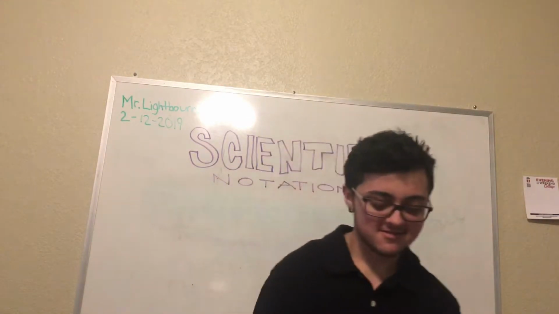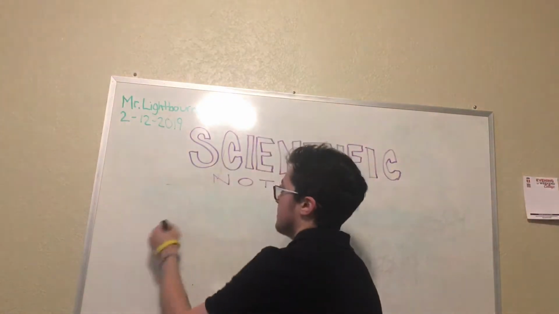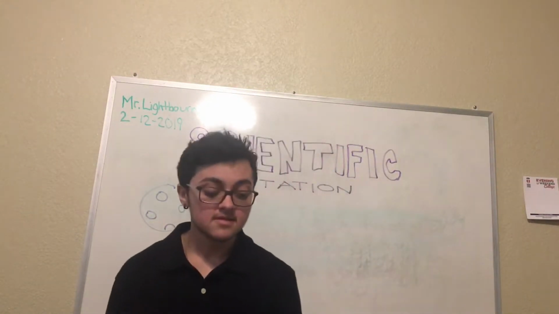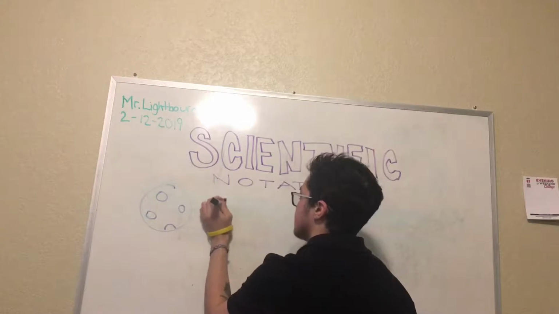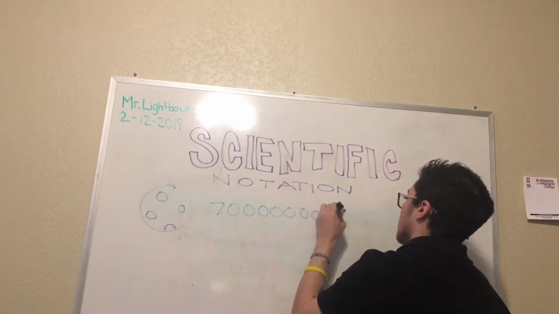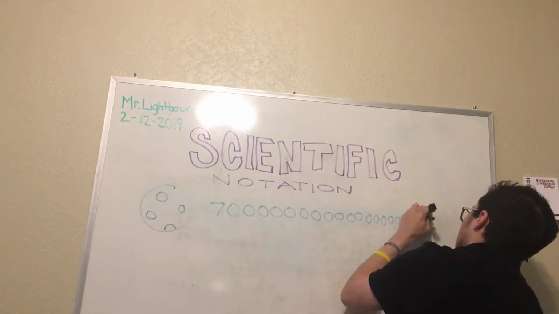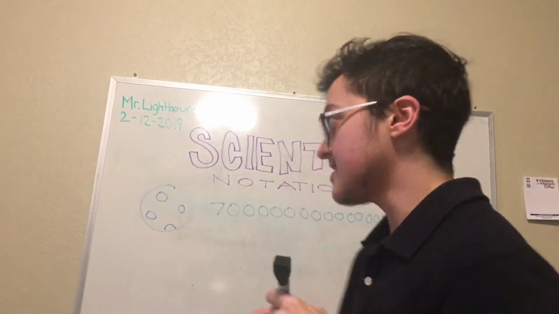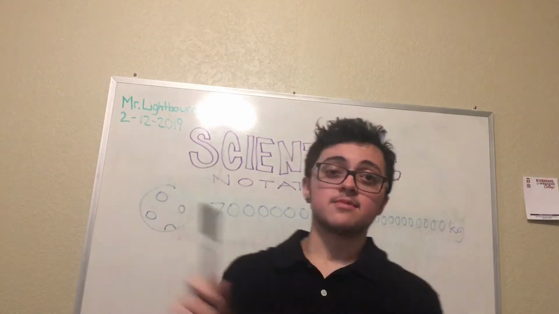Now, to begin, who can tell me how big they think the moon is in kilograms specifically? Here's our moon. Those are all really good guesses, but specifically, the moon is 7.  $70 sextillion is the size of our moon, which is a very, very big number.